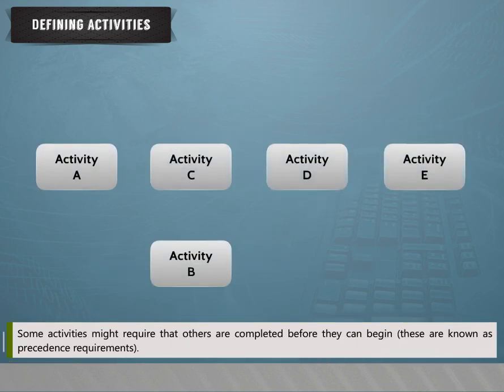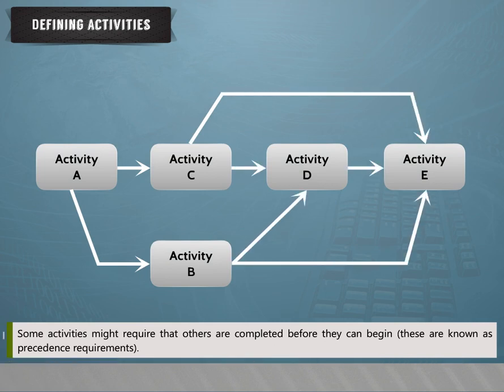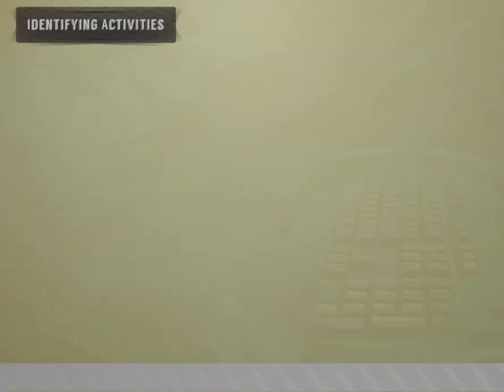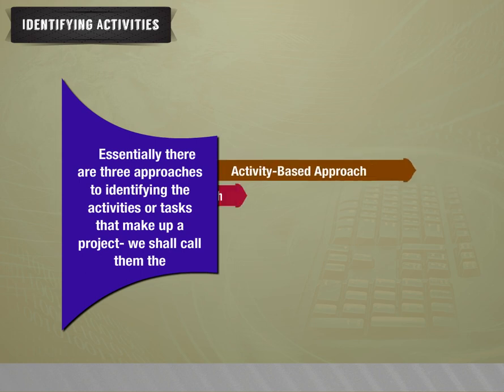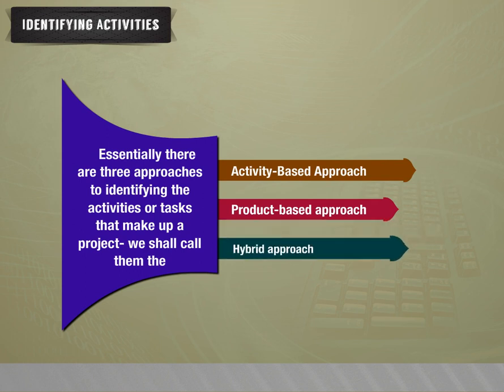Some activities might require that others are completed before they can begin. These are known as precedence requirements. Identifying activities. Essentially, there are three approaches to identify the activities or tasks that make up a project. We shall call them the activity-based approach, the product-based approach, and the hybrid approach.